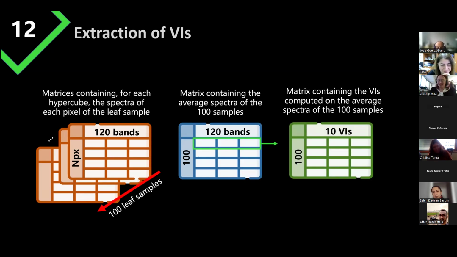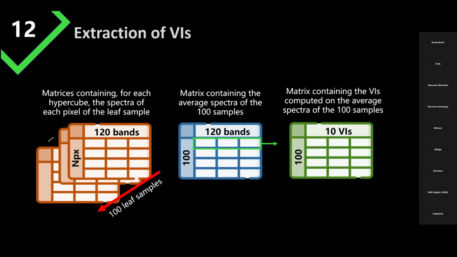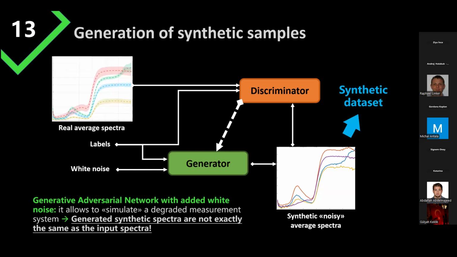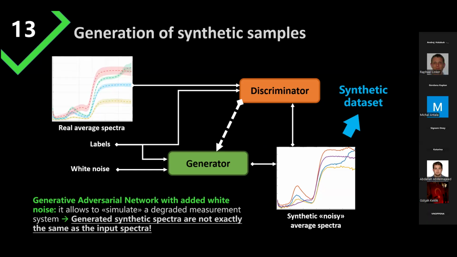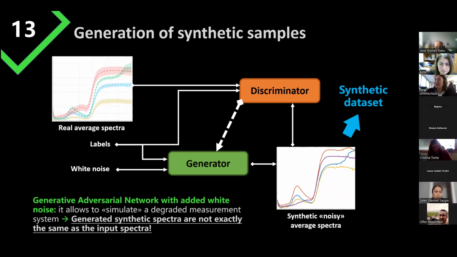Then from this matrix, the blue one, I computed the vegetation indexes. So it was just a processing step to make everything I did later understandable. Just 100 measurements, just 100 samples, not balanced, not enough to conduct machine learning.